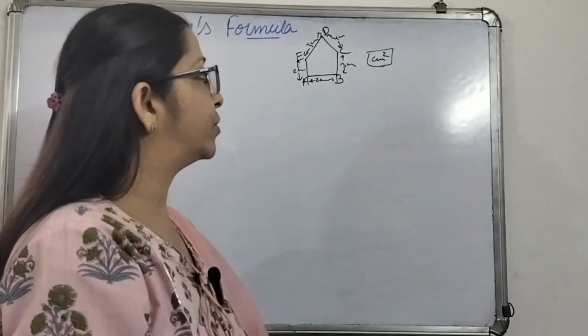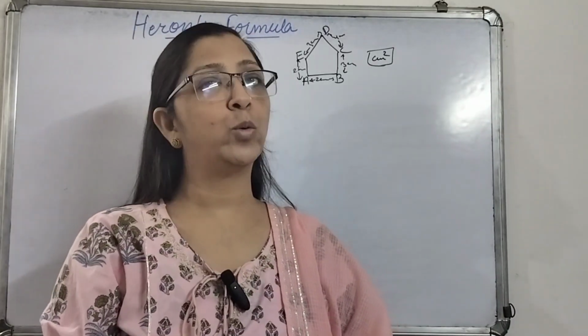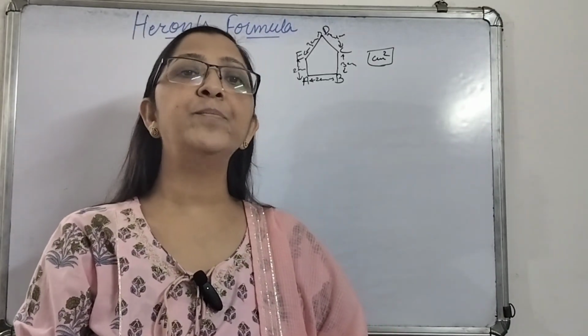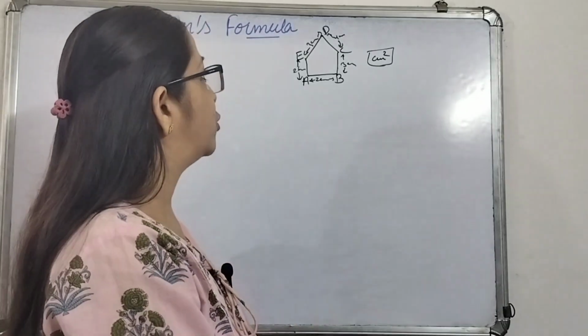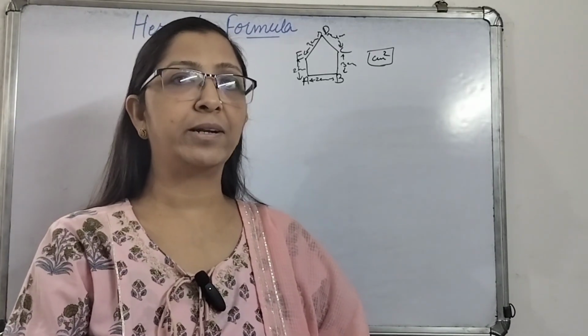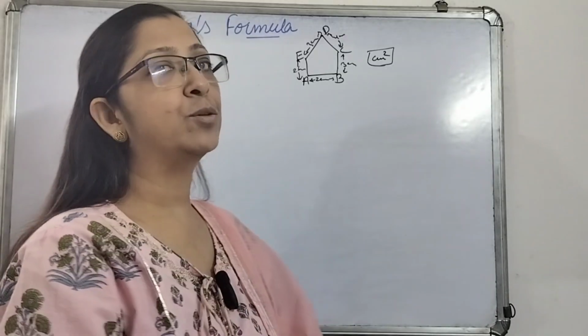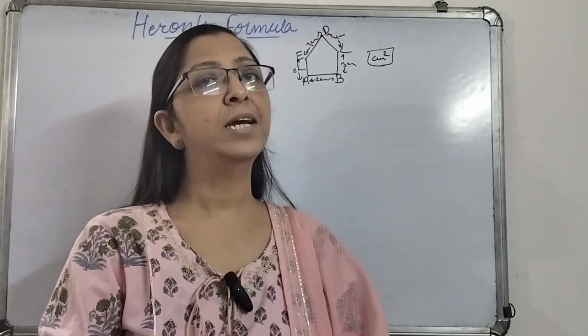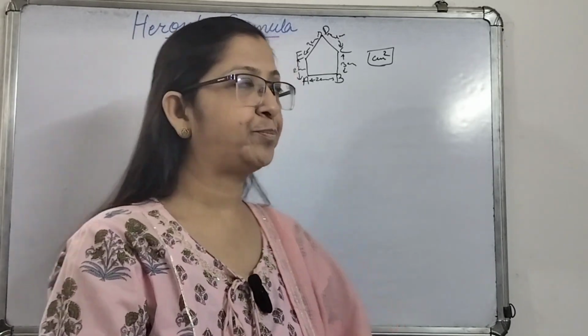Here in this chapter, we will be learning about the area of quadrilaterals and the area of triangles. So what are the formulas for finding the area of a triangle and the area of quadrilaterals using HERON'S formula? What HERON'S formula is, that we will be learning in this chapter.